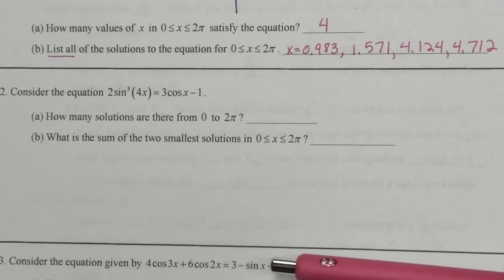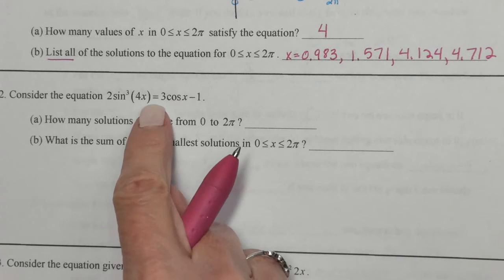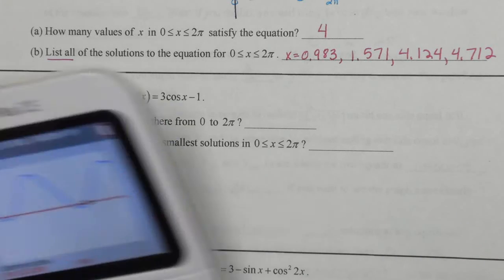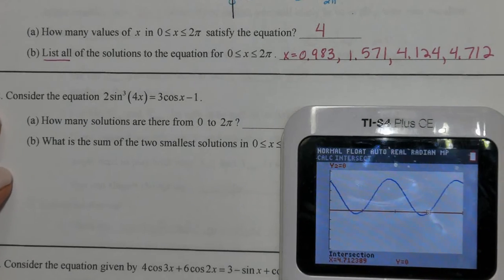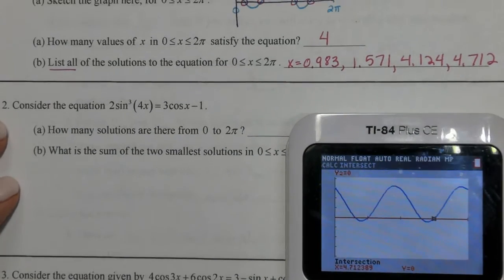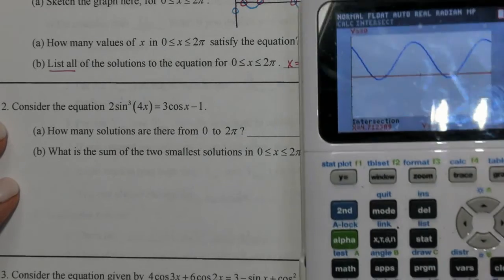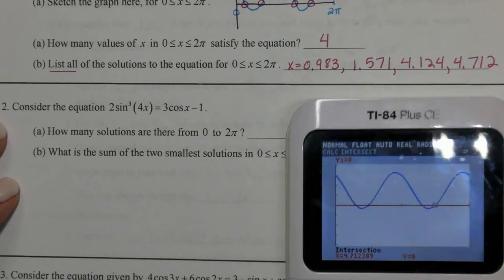Okay. All right, number 2, consider this equation now. So I'm going to go to my calculator again. Try to get to where there's not a glare. Let me try to turn off this light. Yeah, that's better. Kind of. All right.